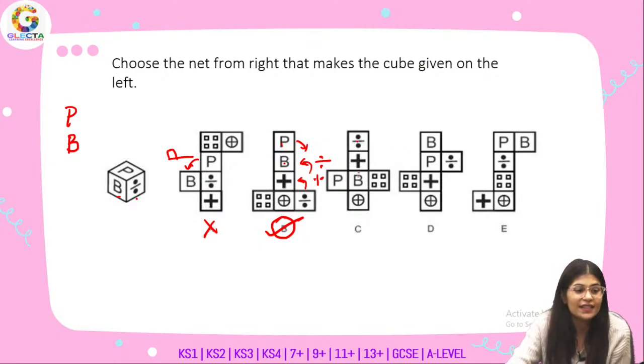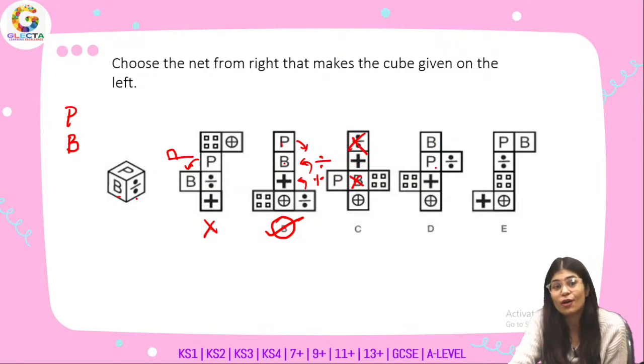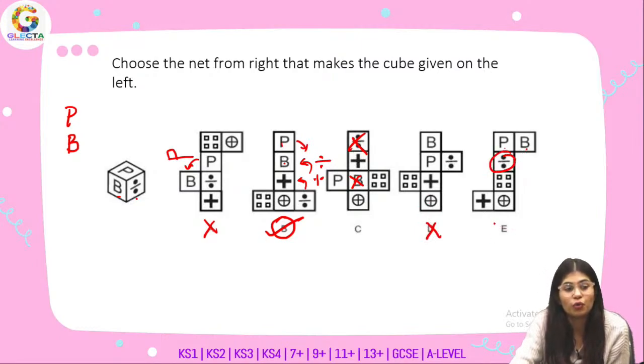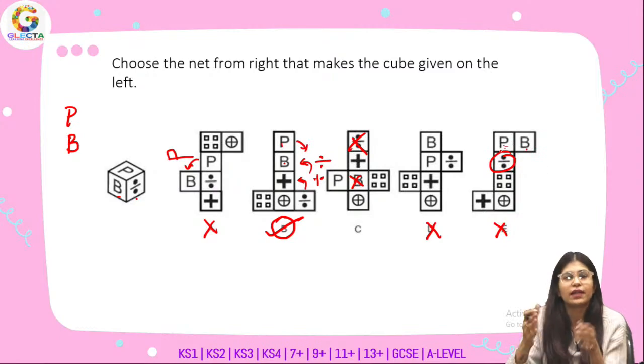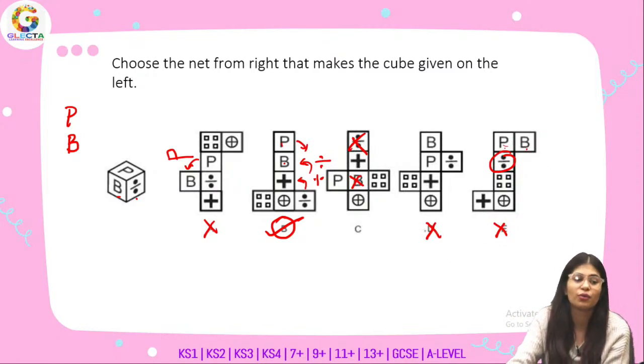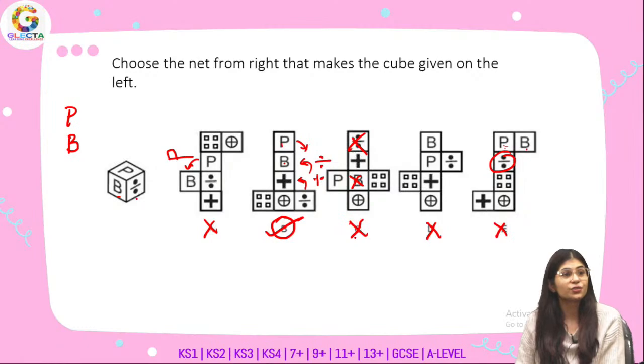In this one, divide sign and B sign are opposite, so no, no. In this, B is on top of P, so no, no. B and P are correct, but this is at the bottom, so no, no. And B and P are also not correct, like they should be one above the other, so no. So the answer to this question is B. Make sense?